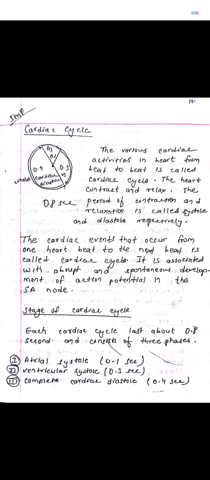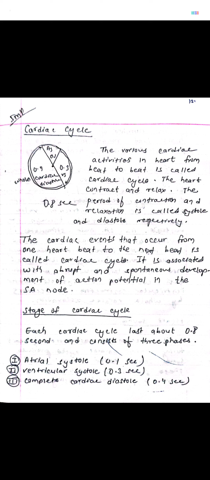So today is the cardiac cycle, the continuation of the cardiovascular system. Cardiac cycle: the various cardiac activities in the heart from beat to beat is called cardiac cycle. The heart contracts and relaxes. The period of contraction and relaxation is called systole and diastole respectively. The cardiac events that occur from one heartbeat to the next beat is called cardiac cycle.